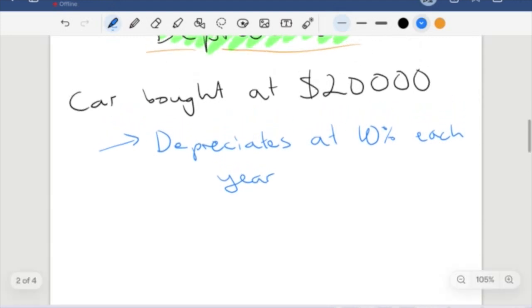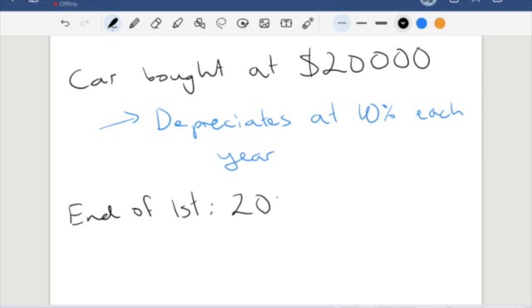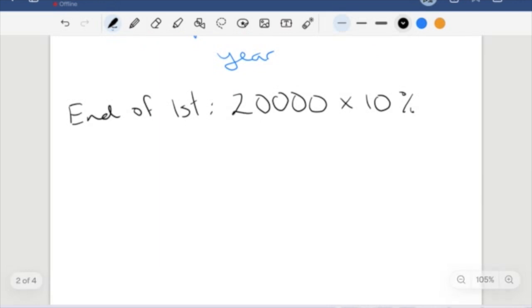Now, we're going to do this the long way and see if we can find a pattern. So this is going down at 10%. I want to first find at the end of the first year what its new value is going to be. We're going to write here end of first year. We have 20,000 and we want to find 10% of it. So we want to times that by 10%. So this gives us 2,000. So this goes down by $2,000 after the first year.